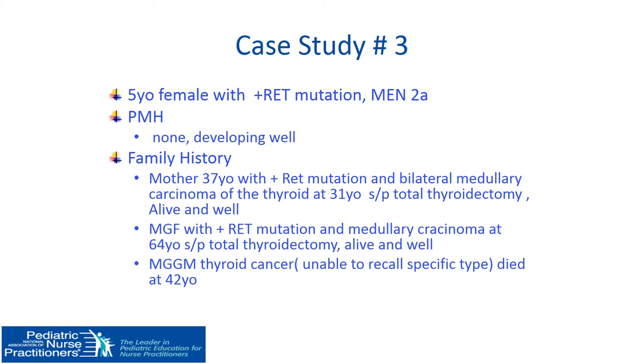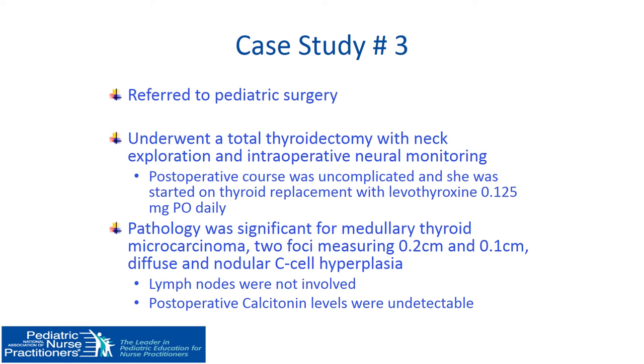And the maternal great-grandmother had a thyroid cancer. It was so far back they were unable to recall the specific type, and she died of cancer at 42 years old. So she was referred to pediatric surgery. We recommended, in her case, the family was very resistant to undergo surgery, as you can tell from the mother going for surgery at such a late age. But we talked to them, we reviewed the risks with them. They agreed to undergo a total thyroidectomy for prophylaxis with a neck exploration and obviously intraoperative neuromonitoring.